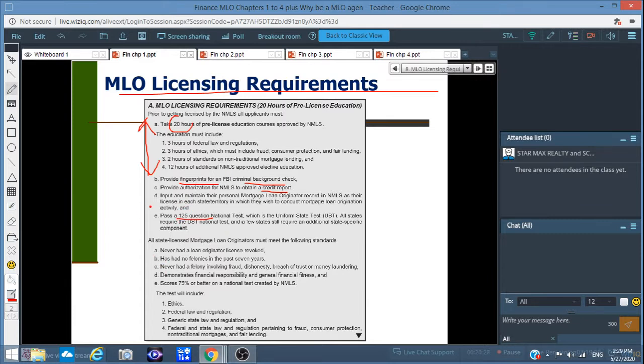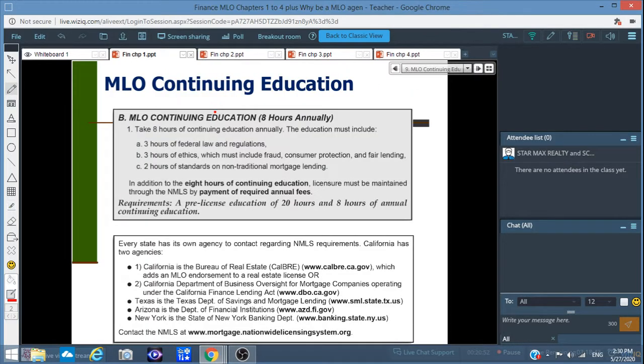So basically everything that's there. Any felonies in the past 7 years? 75 or more to pass, etc. So this is repeating everything here, the requirements. And every year, you have 8 hours of continuing education.